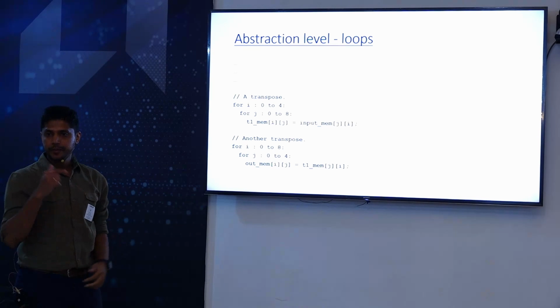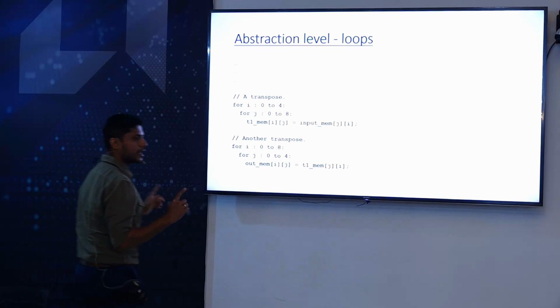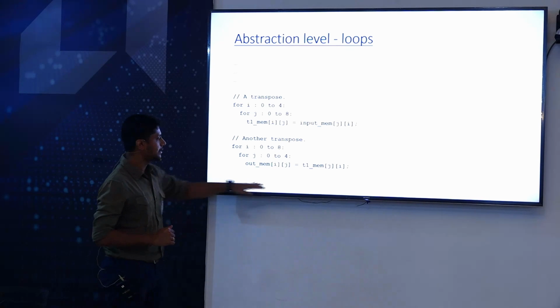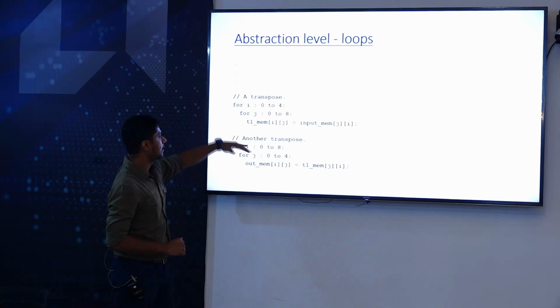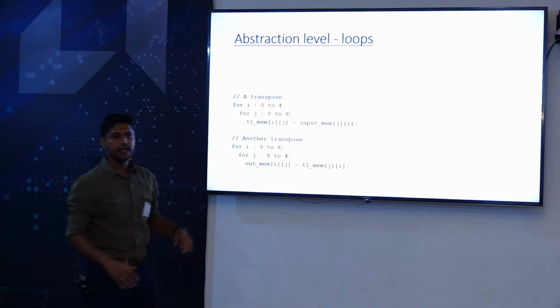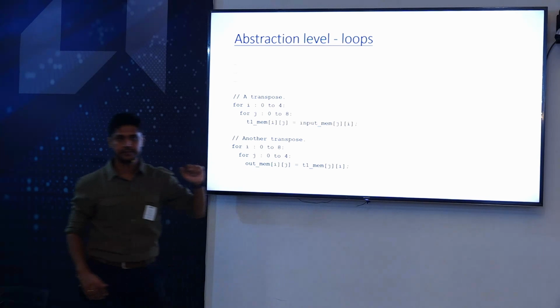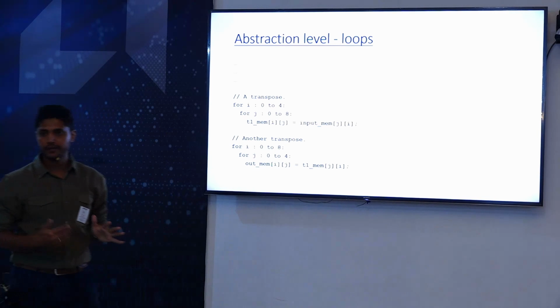Now, if I want to optimize this and get rid of this transpose of a transpose, what I have to do is understand that this is a transpose, then understand that this is a transpose, make sure that there is nothing in between, and then instead of giving out mem, I will give input mem. This is what I will have to do.